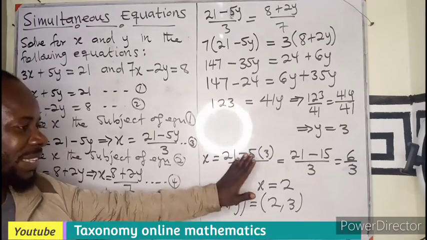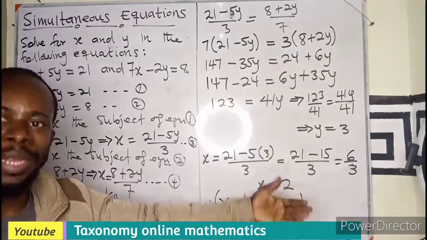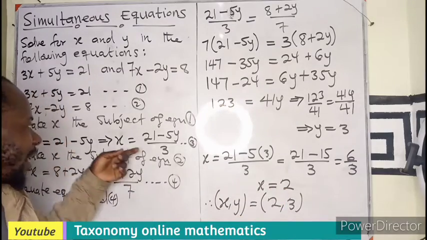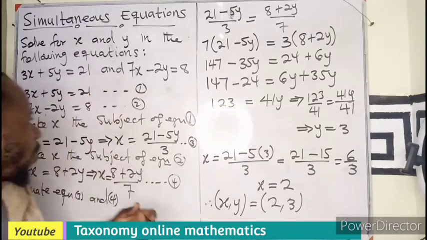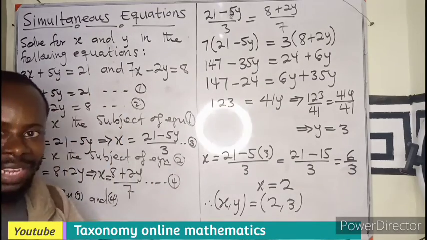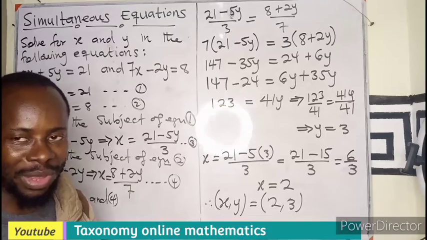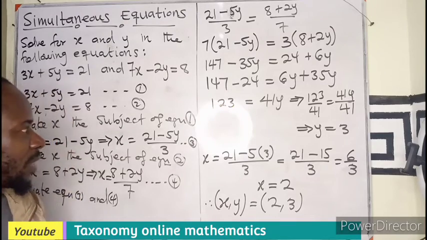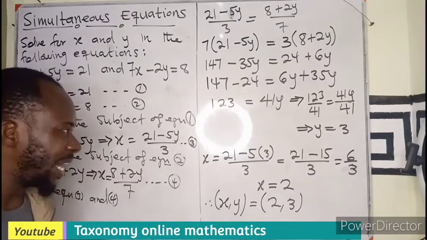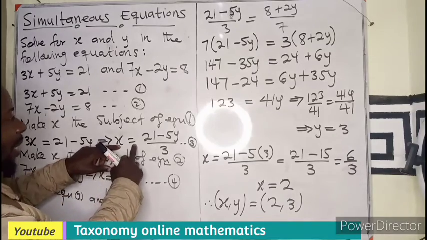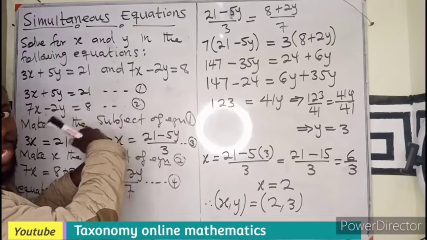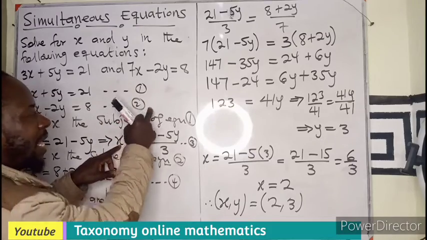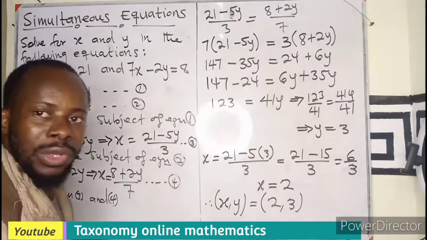Good. So this is one aspect of it, whereby you make x the subject. It's not always x the subject. You can make y also the subject. You can try that and send your solution in the comment section if you so wish. Then the second aspect is that after making x the subject in equation 1, it could be in equation 2, anywhere I want it. If I make it here, I put it into the other one.